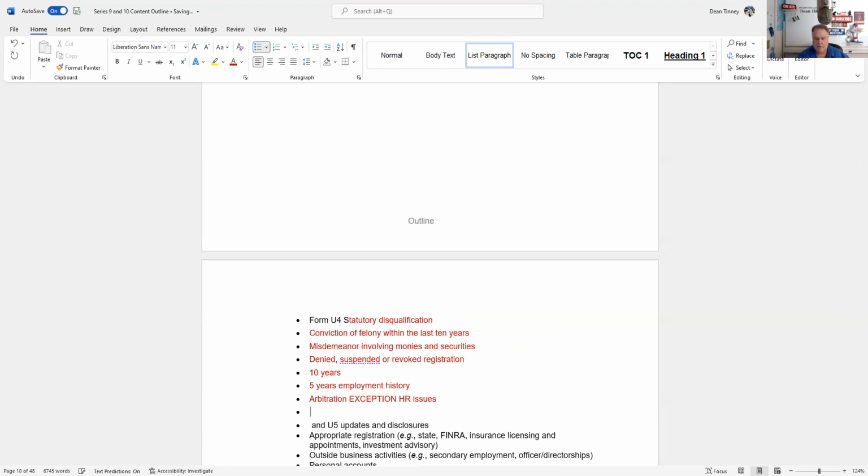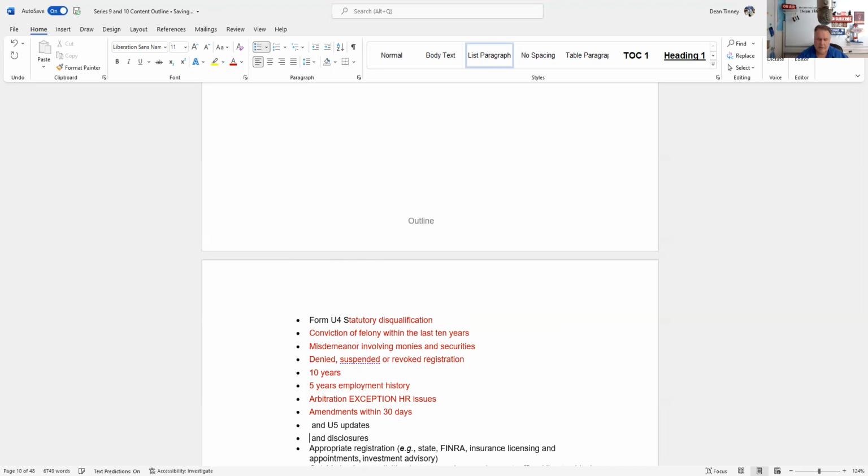Any amendments, I would really make sure that amendments to U4s need to be made within 30 days. Now, what that means is something that was a no answer becomes a yes answer. So I think of U4 as hello, and then U5 is goodbye. And again, we're going to do an update on the U5.